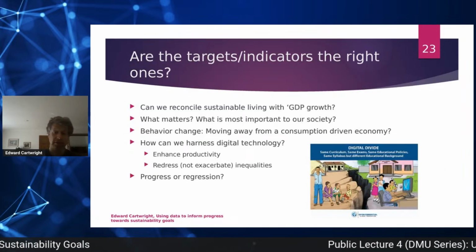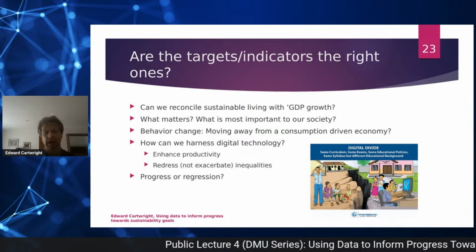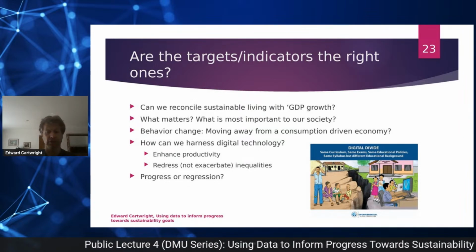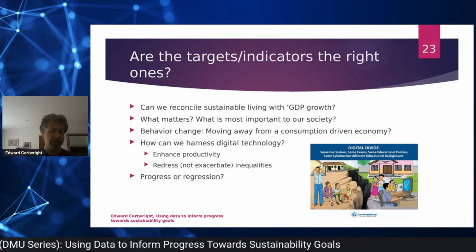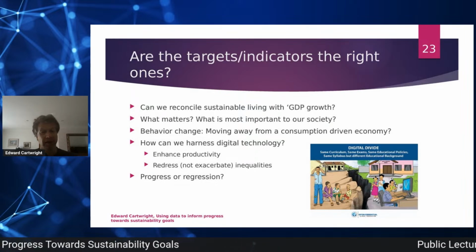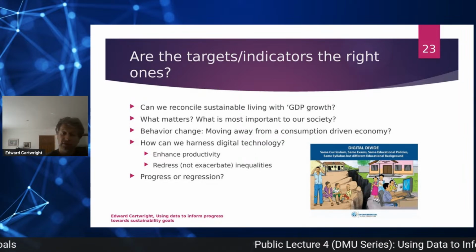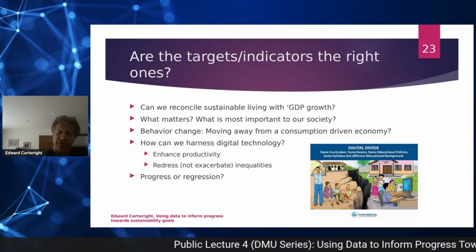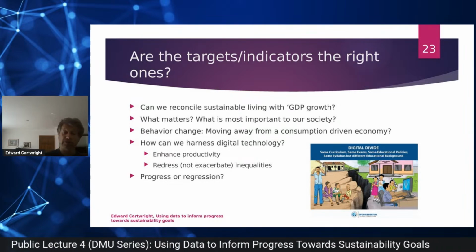But we also need individual action, right? And we need to think as a society how we want the future to look, right? And are the targets the right ones? Are the indicators the right ones? What matters to us? What is most important to society? We have a very consumption-driven economy. Is that what we want, right?